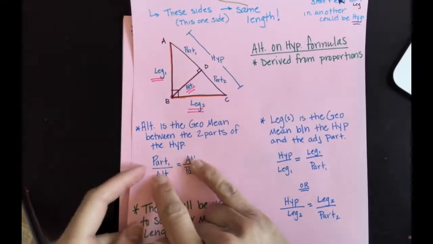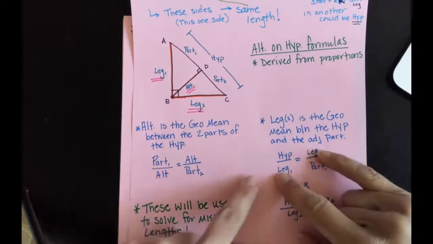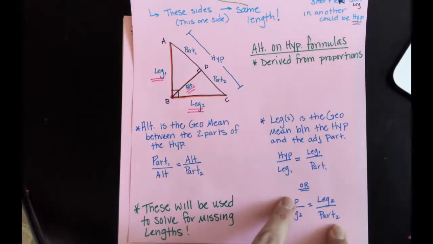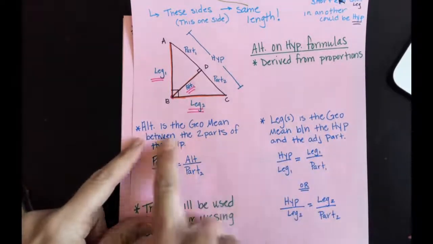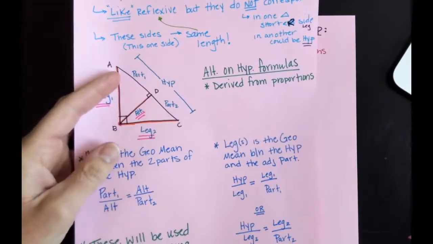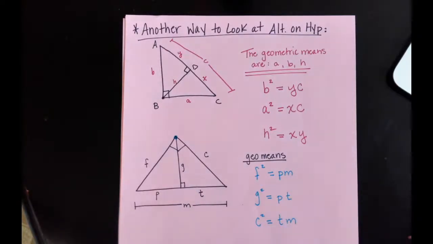The altitude is the geometric mean of the two parts. The leg is the geometric mean of the hypotenuse and the adjacent part, regardless of which leg. So again, either this way or this way, you will get the same answer every time. With the proportions, you cross multiply. With the formulas, you've already done the cross multiplication.